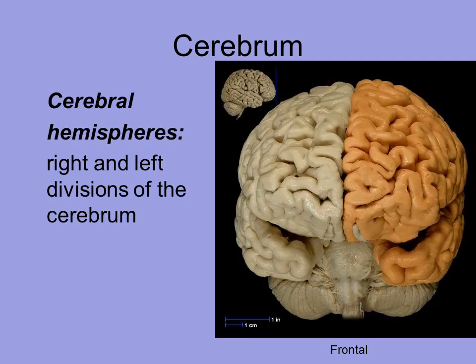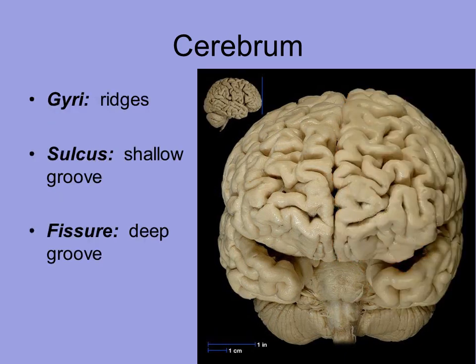And what is colored in kind of the orangish color, as you can see, is one of the cerebral hemispheres. There's 2. There's a right and a left division for the cerebrum. You'll notice that the cerebrum has ridges and grooves, and some grooves are shallow, some are deeper, and of course we're going to give them different names.